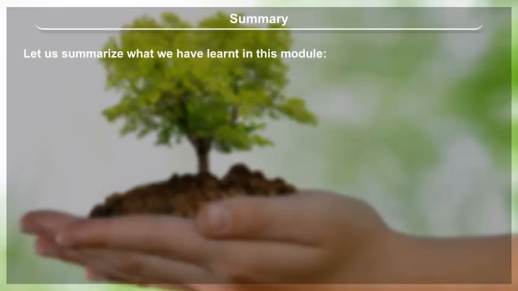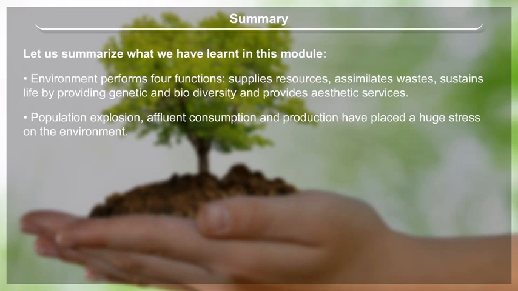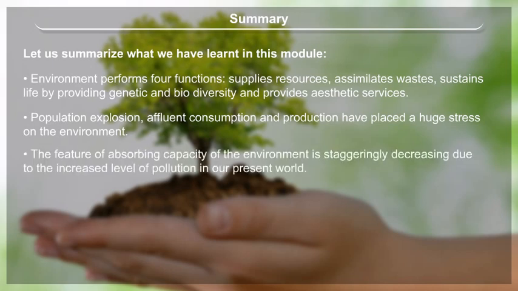Summary. Let us summarize what we have learnt. Environment performs 4 functions: supplies resources, assimilates wastes, sustains life by providing genetic and biodiversity, and provides aesthetic services. Population explosion, effluent consumption, and production have placed a huge stress on the environment. The absorbing capacity of the environment is staggeringly decreasing due to the increased level of pollution in our present world.